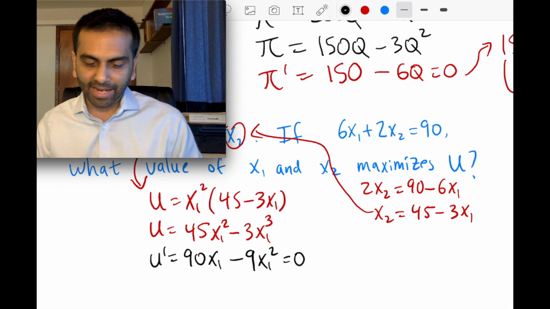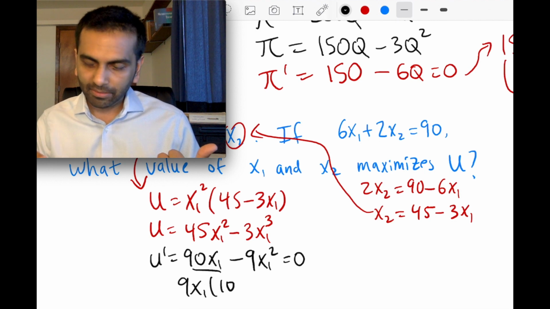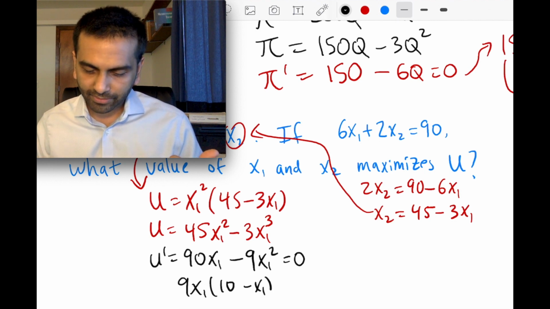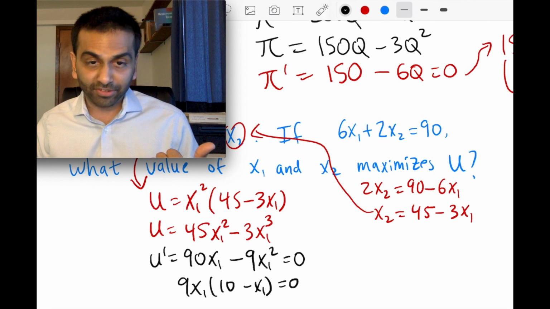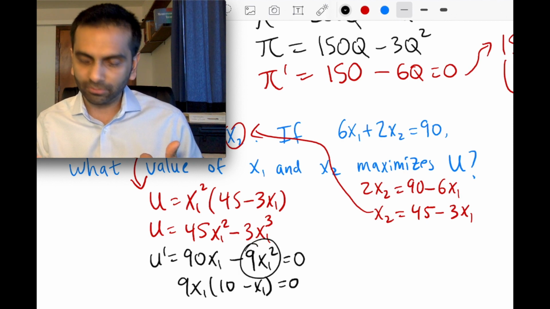Now to solve for that, I could factor out a 9 from both sides. I can also factor out an x1, and then I'm left with 10 minus x1. Let's just make sure we did that right. If we distribute this, 9x1 times 10 would be 90x1, and 9x1 times negative x1 would be 9x1 squared. All right, so we did that right.